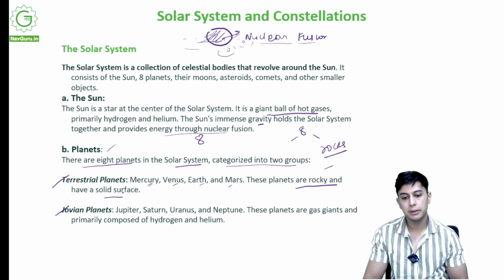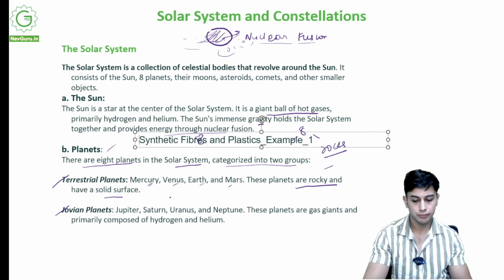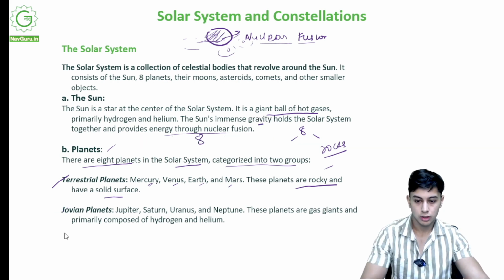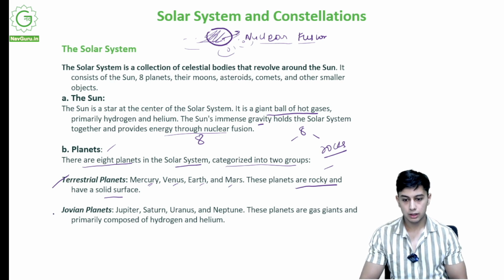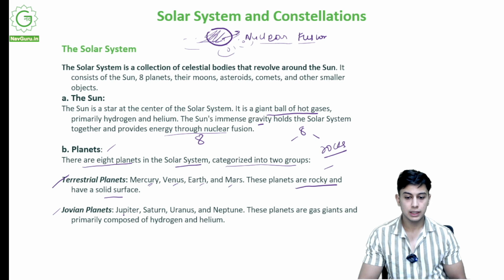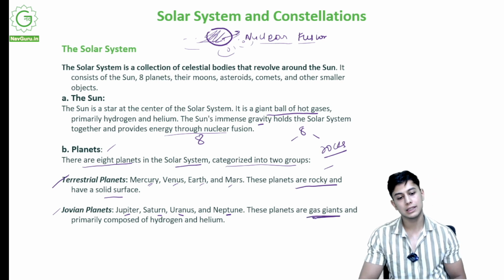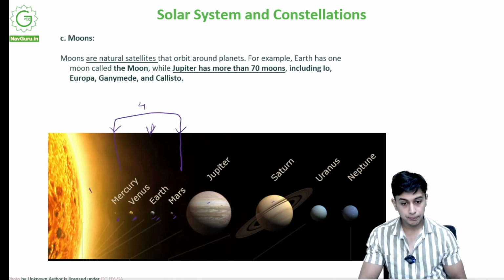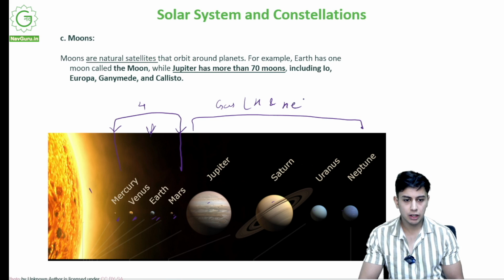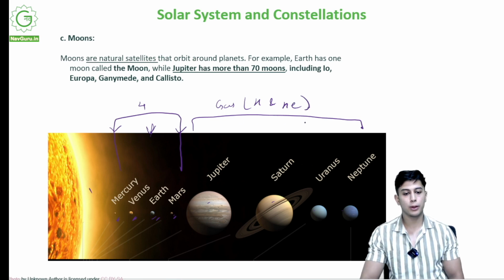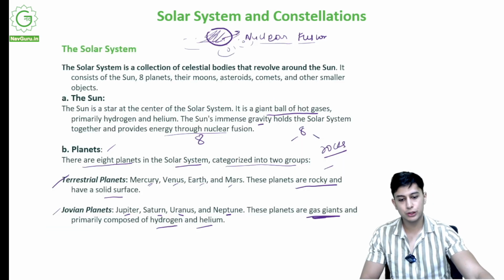Second is Jovian planets. See the spelling. Jovian planets. These are Jupiter, Saturn, Uranus and Neptune. Why? These planets are made of gas, a lot of gas giants, and primarily composed of hydrogen and helium. So let's come back to this picture and see. These remaining 4 planets are made of gas, mainly H and He, hydrogen and helium. These are big balls of gases. These are the Jovian planets.